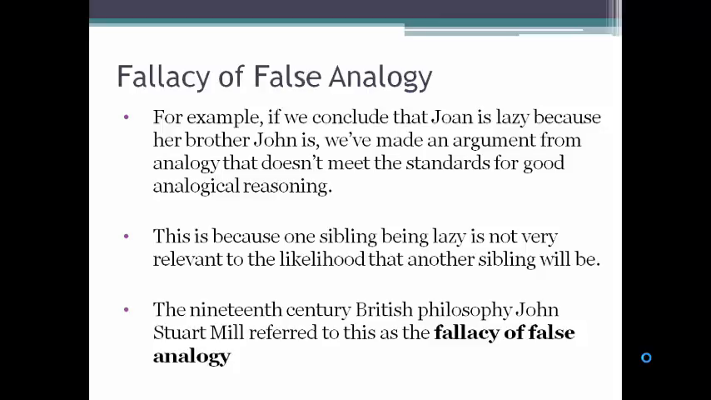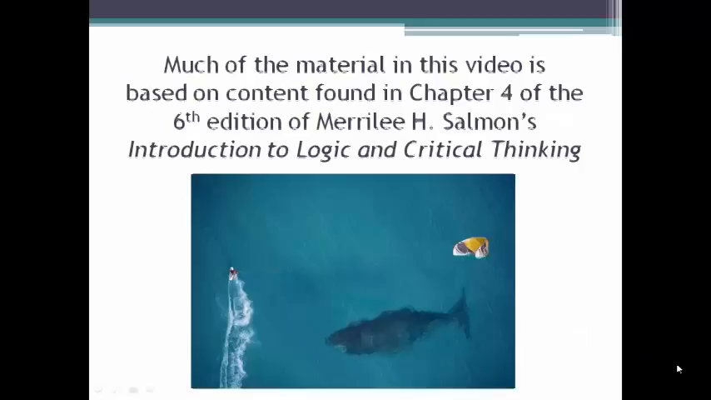The 19th century British philosopher John Stuart Mill referred to this as the fallacy of false analogy. So in short, arguments from analogy are a useful tool to help us reason through things, used in all sorts of fields, from archaeology to legal reasoning to moral reasoning. But you've got to make sure that the analogies are actually good ones in order to avoid fallacious reasoning.